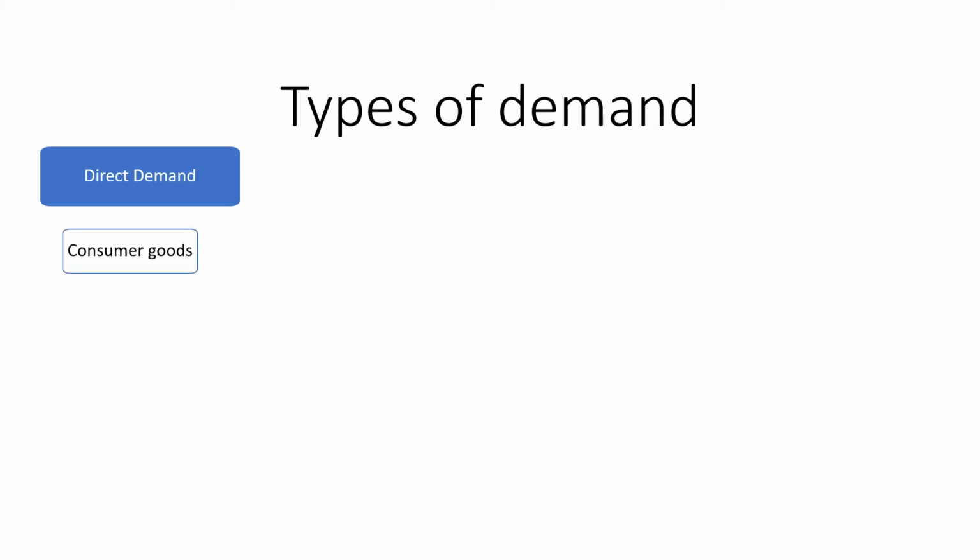Now, the next one is types of demand. The first type is direct demand. So what is direct demand? The demand which gets affected directly is known as direct demand. You may all think it like this. But we can say direct demand is for consumer goods. Consumer goods can satisfy individual wants directly. That is why we call it direct demand.